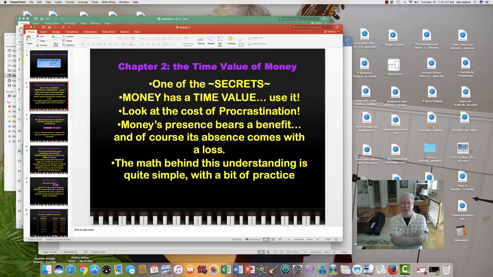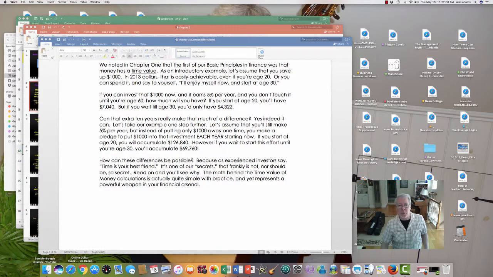All right, summarizing. One of the secrets of successful investing, and I published an article about the 7 secrets, and one of the first is, of course, money has a time value, so make sure you use it. Make sure you start early. If you're investing, start early. Okay? And as I demonstrated in my book earlier, look at the cost of procrastination. Waiting 10 years cost you $50,000. That's not something that you can afford to ignore.